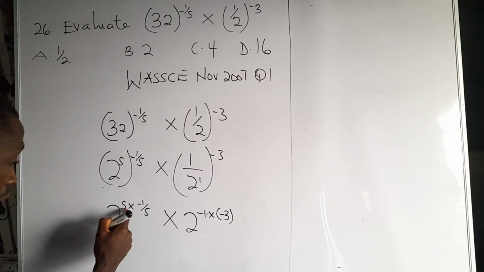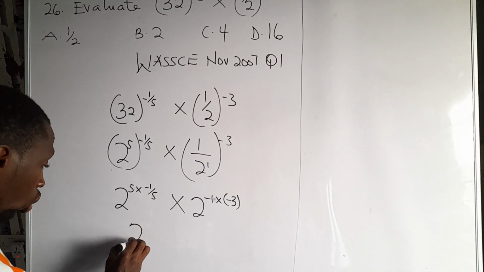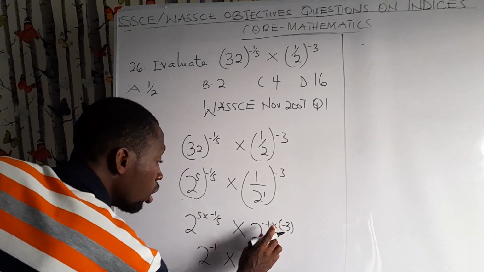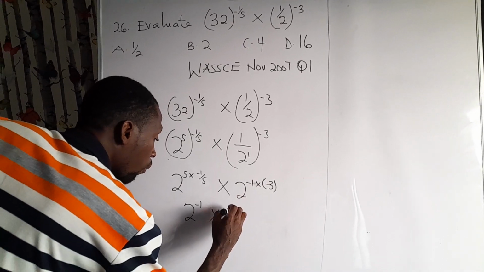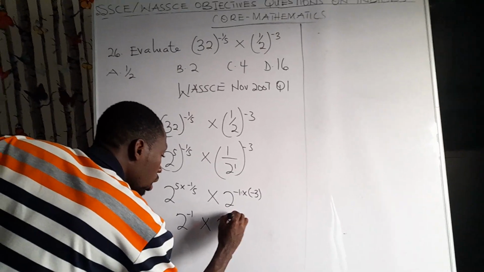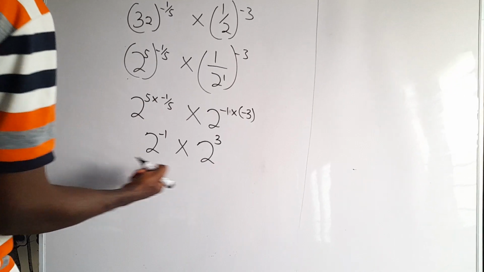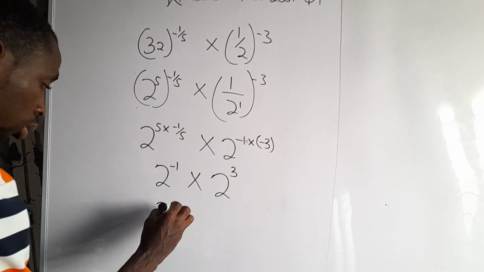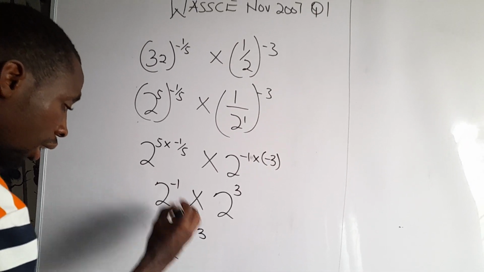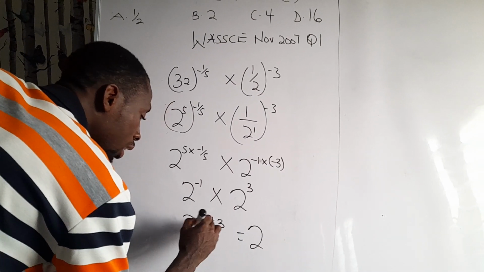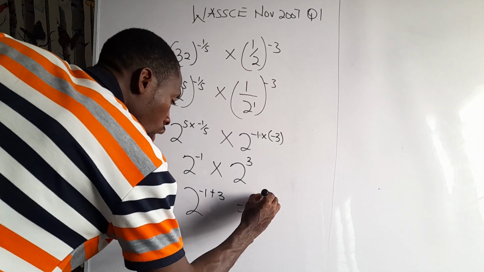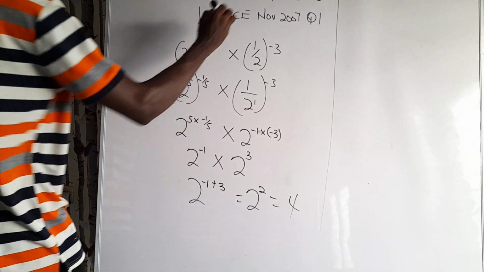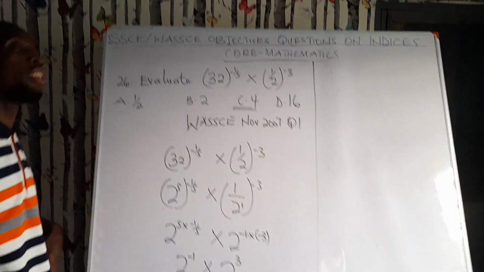So what do we have? 5 times negative 1/5 will be negative 1. So we have 2 exponent negative 1, then negative 1 times negative 3 will be 3. So that will be 2 exponent 3. Now the bases are the same and they are multiplying, so we can just add the exponents. So 2 exponent negative 1 plus 3, which is 2 exponent 2. 2 exponent 2 is 4. So the correct answer then you can see.